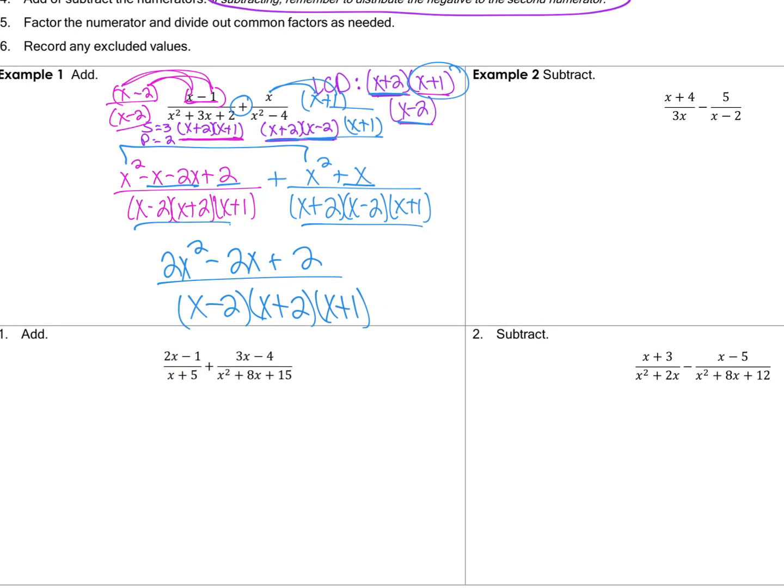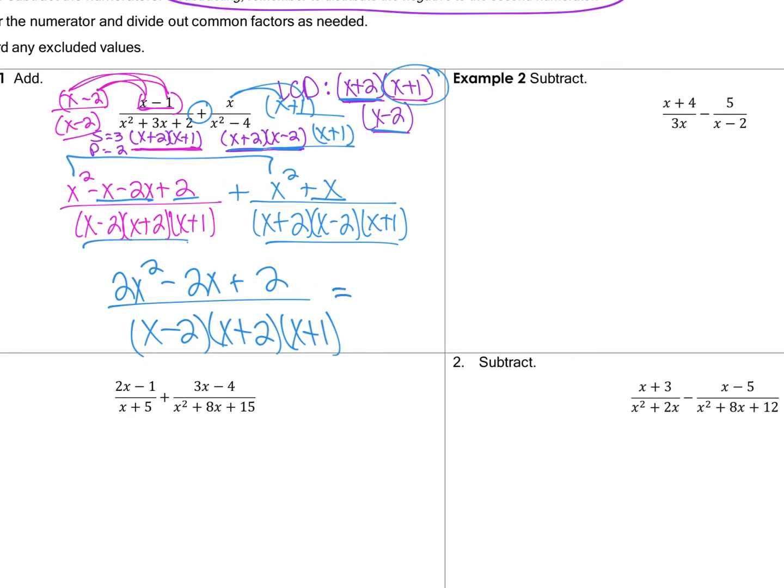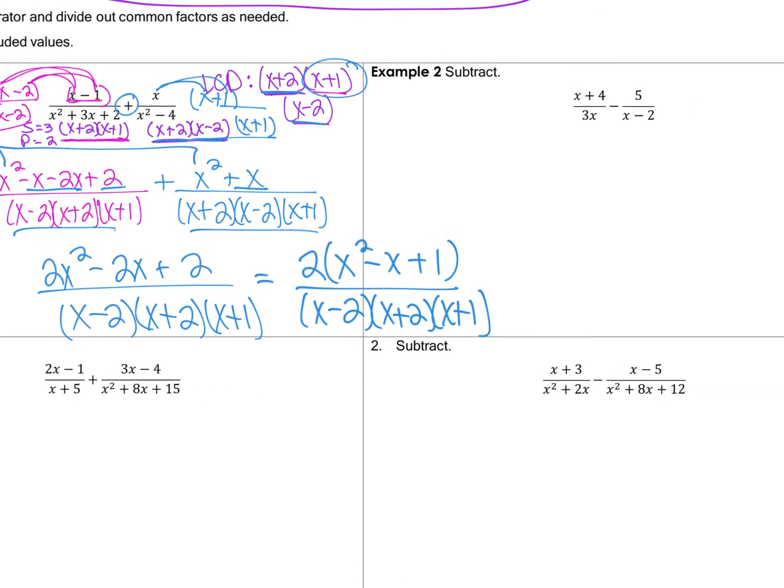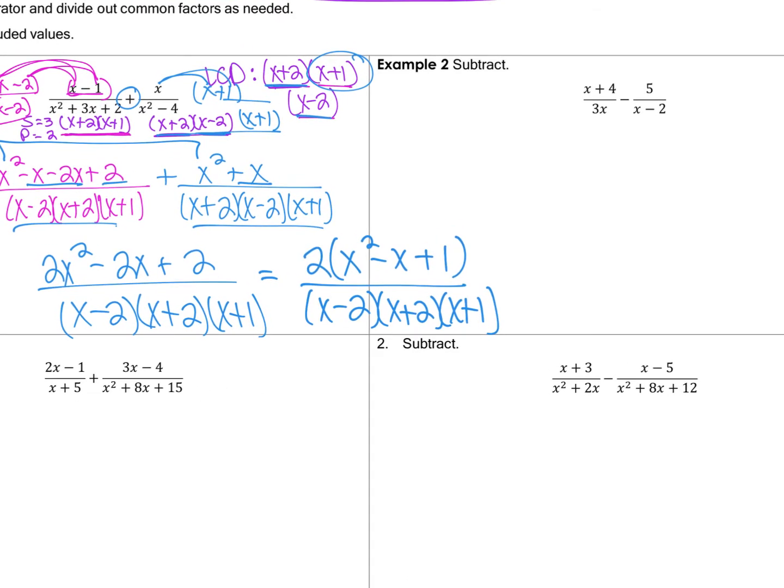Now, at the end, you need to look and see if you can factor the numerator. So notice they have a 2 in common. All right, and then we need to check and see if we can go any further. Sum would be negative 1. Product would be 1. That's not possible. So that would be my final answer. So sometimes once you factor it, you can simplify it further. Sometimes you can't. Just make sure that the numerator is factored.